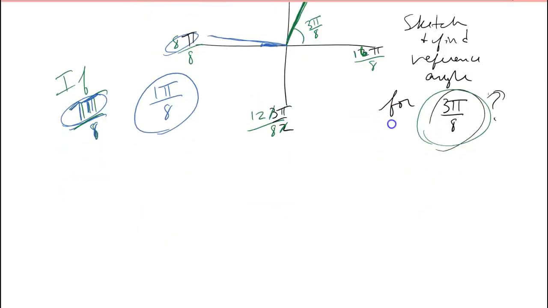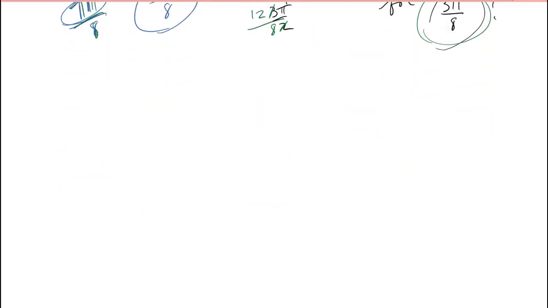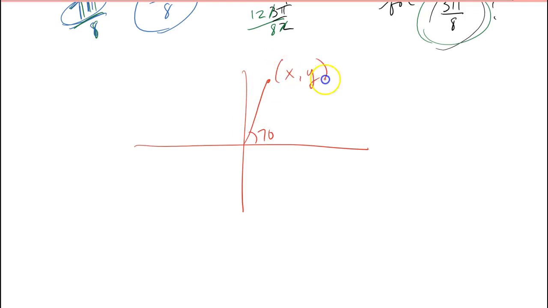Okay, so the reason you want to know reference angles is for the following. If I want you to find, let's say I've given you 70 degrees, okay? And let's say that I have given you the x and the y value at 70 degrees. And maybe I'm like, okay, hey y'all, what is the cosine of 250?